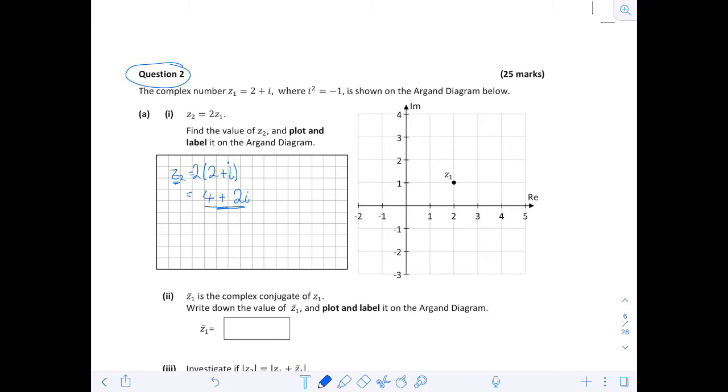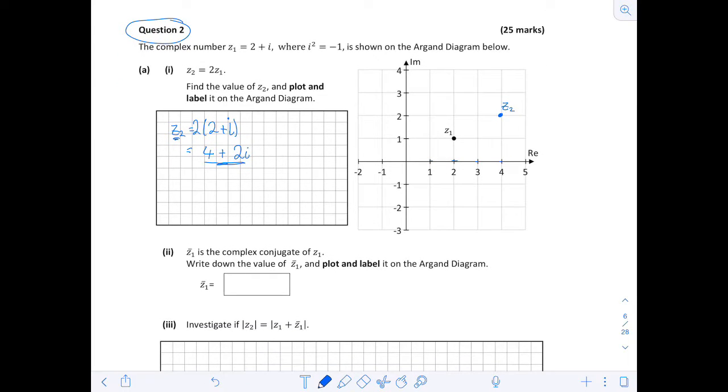Find the value of z2, so its value is 4 plus 2i, and plot and label it on the Argand diagram. So it's 4, we go out 4, 1, 2, 3, 4, and we have to go up 2, so it's there. We're going to call that guy there z2.